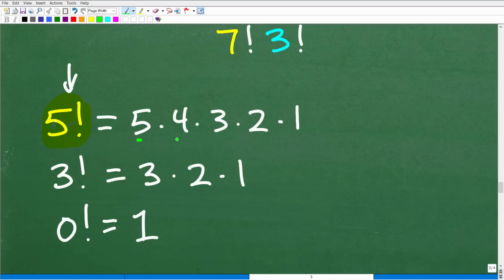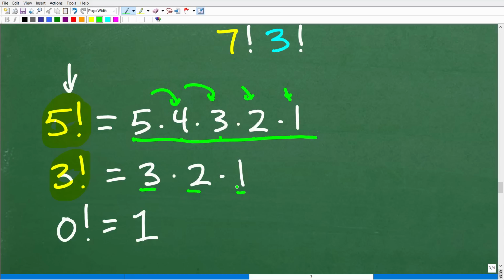So it's going to be 5 times 4 times 3 times 2 times 1. It's one big product. So whatever this number is, just start decreasing by 1 and find that product. 5 times 4 times 3 times 2 times 1 is 5 factorial. Let's take a look at 3 factorial. Same thing, we're going to start with 3 and just go down by 1. So 3 times 2 times 1 is 3 factorial.